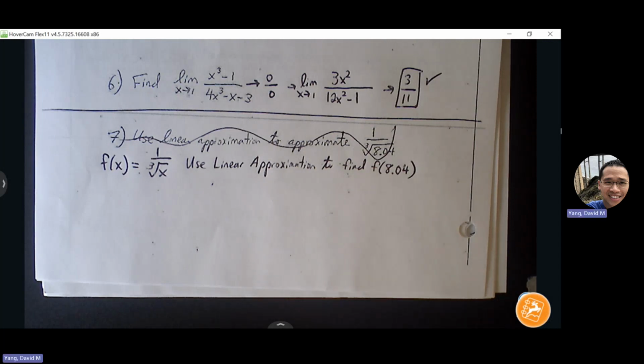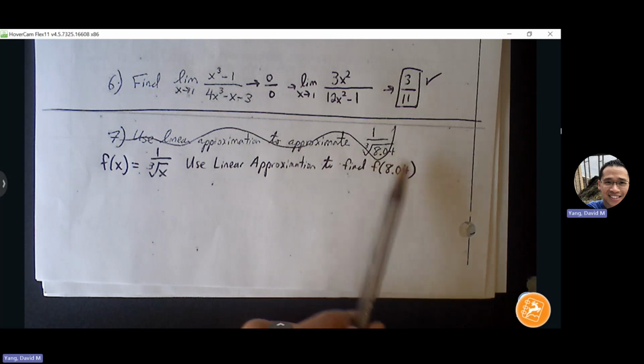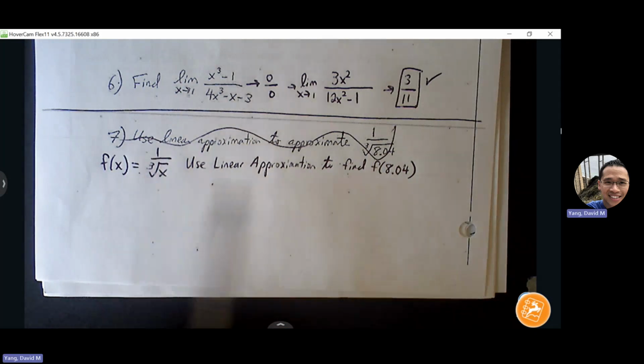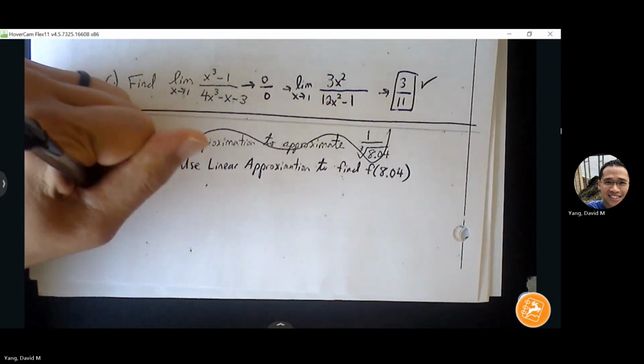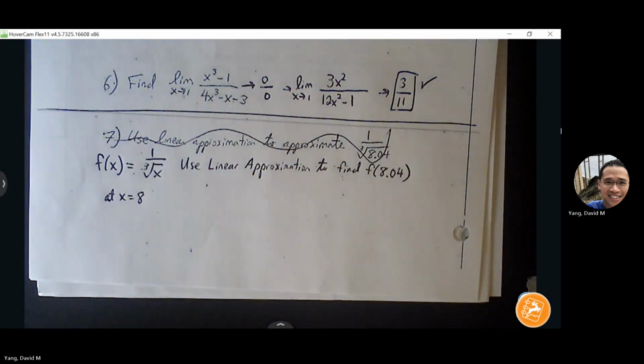Okay, so 7, the function is 1 over cube root of x. Use linear approximation to find f of 8.04. First thing is we want to use the closest integer value so we can build a nice, clean tangent line equation. So what x value should we use? 8. Yeah. So find your ordered pair, find the derivative, find the slope, point slope form. And once your tangent line equation is ready and set, you can involve that 8.04 at the very end.